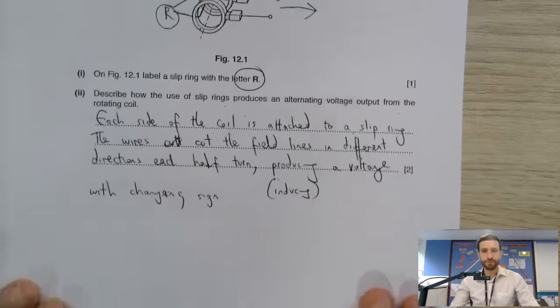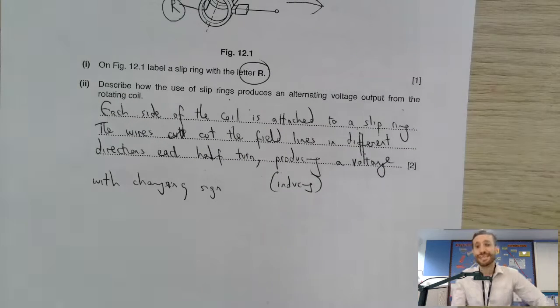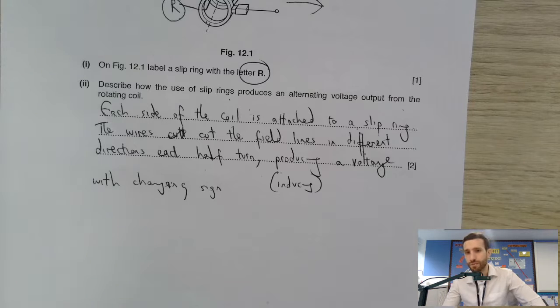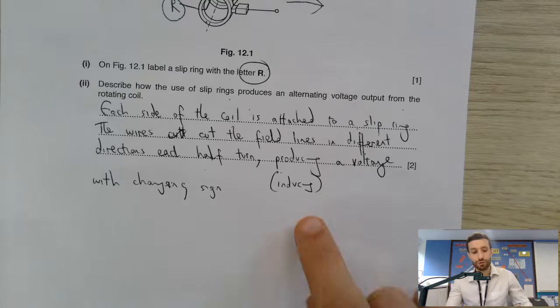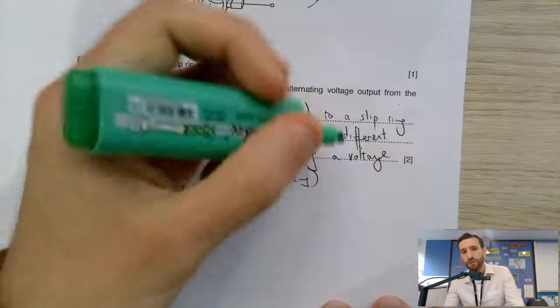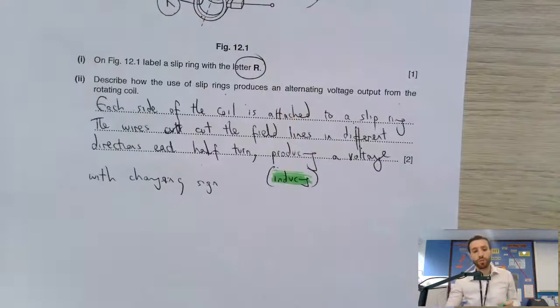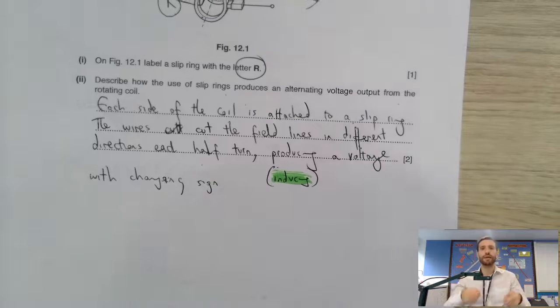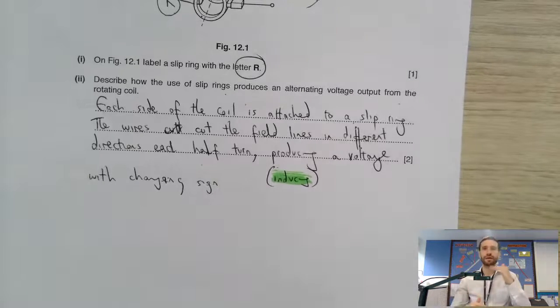What have I written down? Each side of the coil is attached to a slip ring. That's very important. The wires cut the field lines in different directions during each half turn, and this produces, or induces, better word, a voltage with a changing sign. This is not a full description, but it gives an idea of why it's changing. The whole idea being that as you cut in different directions, the direction or the sign of the EMF will change.